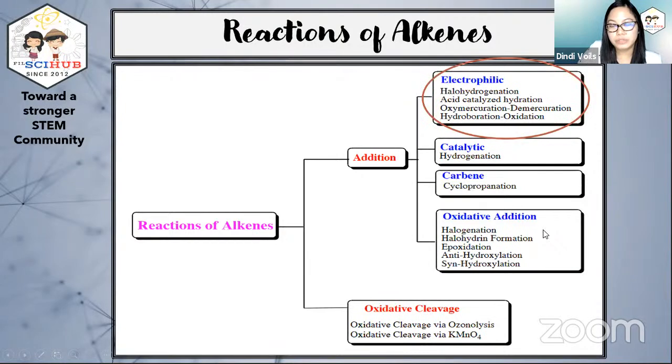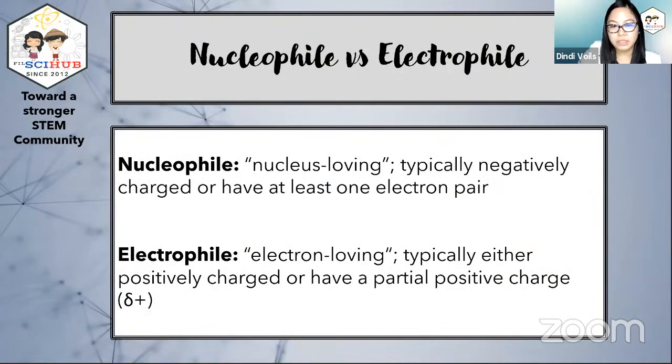Okay, so let's start with electrophilic reactions. So first, let's define nucleophile versus electrophile. Nucleophile means nucleus loving, typically negatively charged or having at least one electron pair. So they generally love more positive sites. Whereas electrophile means electron loving, typically either positively charged or having a partial positive charge. And this is because of the difference in electronegativity in the bond.